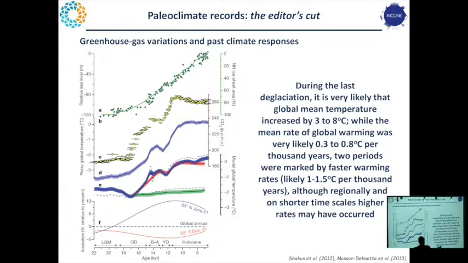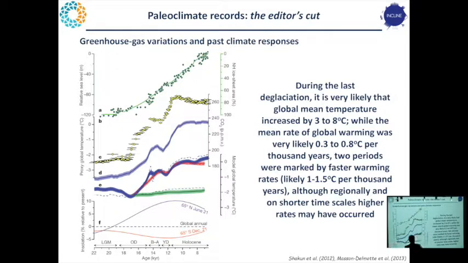Imagine 130 meters less of water in the oceans. I mean, we could go from France to England to the UK without having to swim. We could go from Indonesia to Singapore without swimming. Most of the continental shelves were exposed, right? Biomes changed dramatically. But still, the rate of warming during the deglaciation, going from the LGM to the interglacial, was 0.3 to 0.8 degrees increase of mean global temperature per 1,000 years.